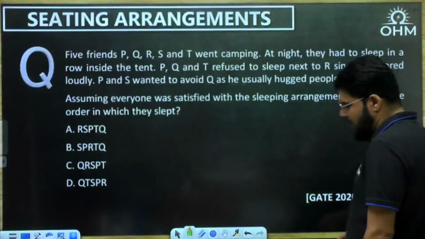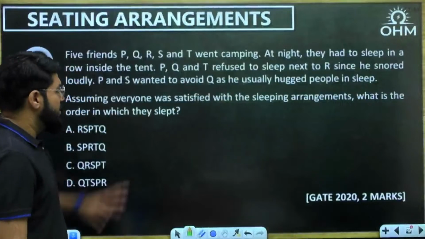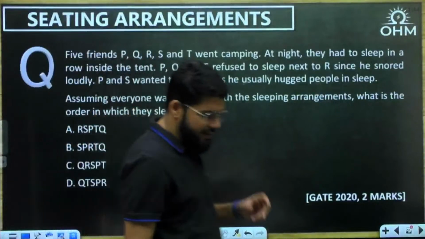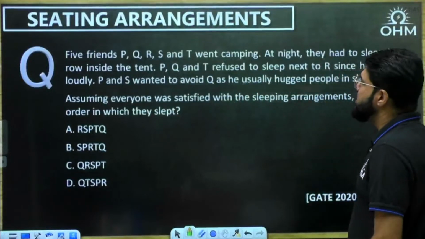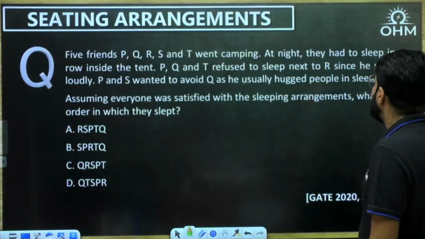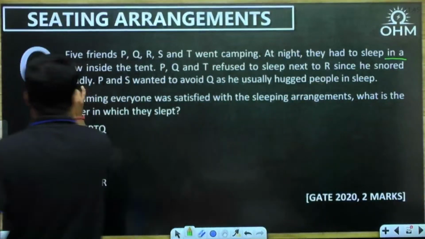Chalo. Another arrangement, GATE P by Q. Okay, but on a different story. That means the method of telling the arrangement is slightly different, although it's a basic arrangement question only. 5 friends PQRST went camping. At night they had to sleep in a row. Again coming to a linear arrangement.